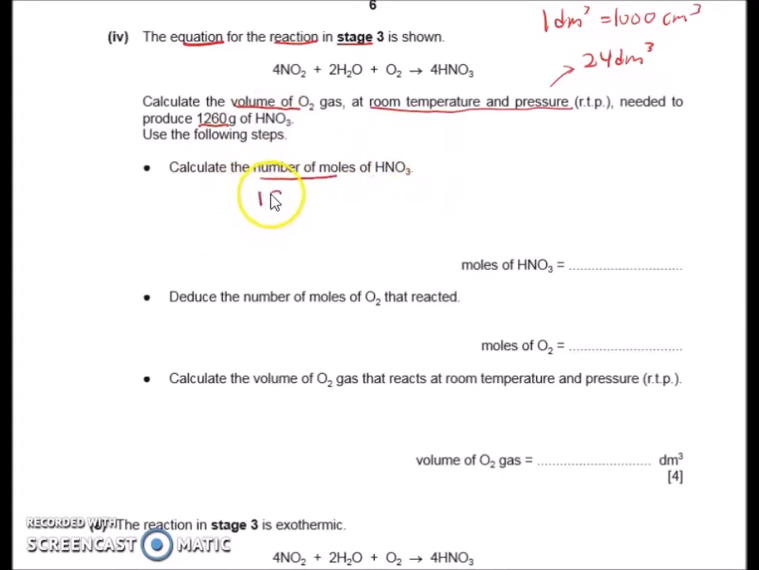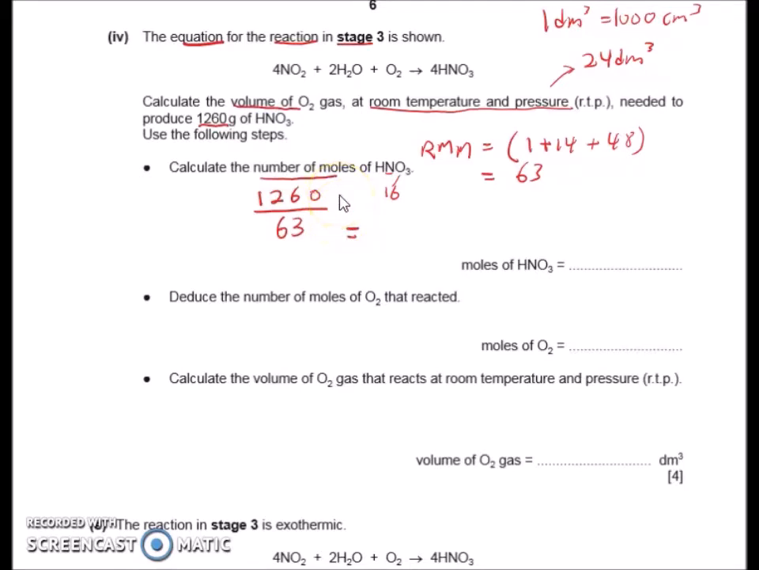So here, 1260 divided by the RMM. The RMM for this: hydrogen is 1, nitrogen is 14, and oxygen, one atom is 16, multiplied by 3, so you'll be getting 48. So our total here is 63. So 1260 divided by 63, and here we will be getting the moles.